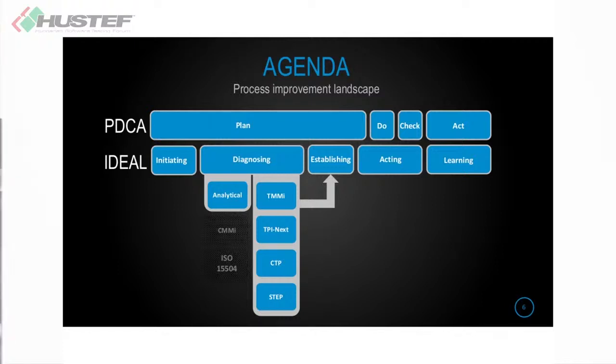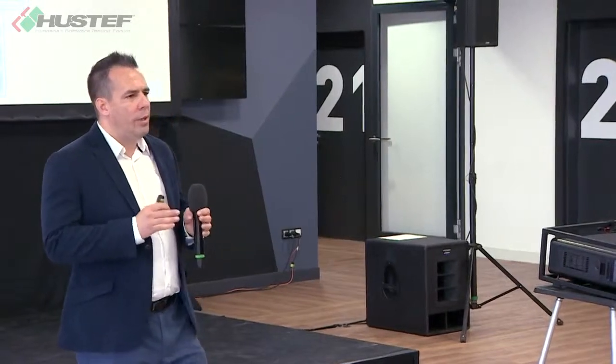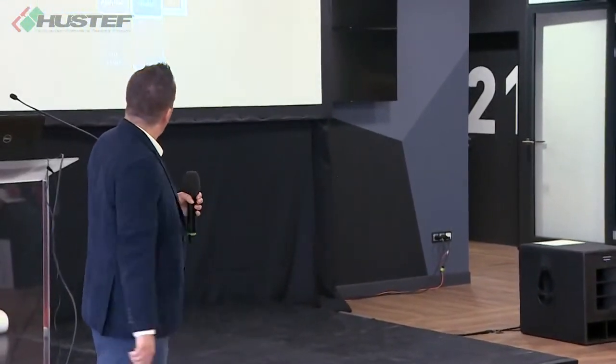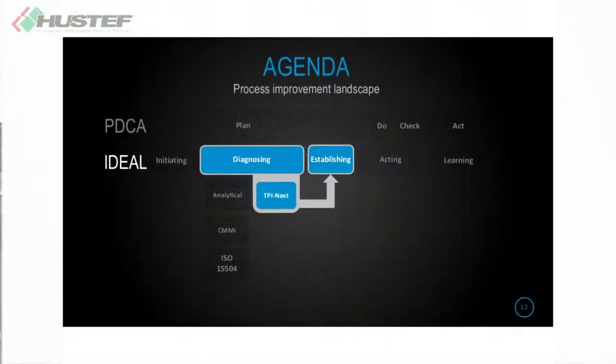So let's see, our focus is going to be this part, diagnosing and establishing. As I said, today we have slightly limited time, so we won't talk about the analytical approach, and we will only talk about one of those test process improvement frameworks. And this is TPI Next.